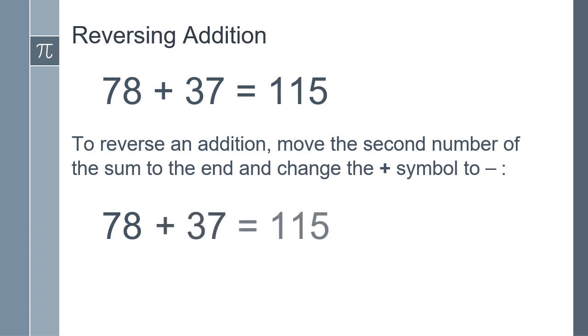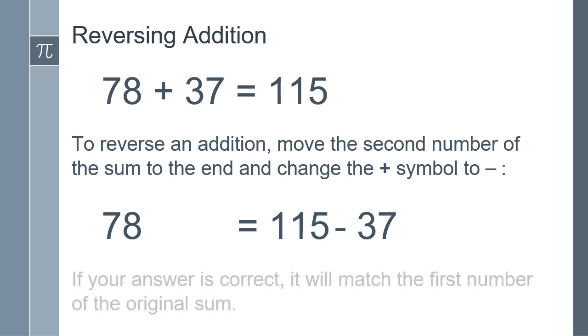So our original sum is like this, 78 add 37 equals 115, and we're going to take that plus 37, move it to the end, and then the plus symbol becomes a minus. So we're going to do this sum, and if our answer is correct, it will match the first number of the original sum, which is 78. So this is our sum that we're going to do, 115 minus 37.